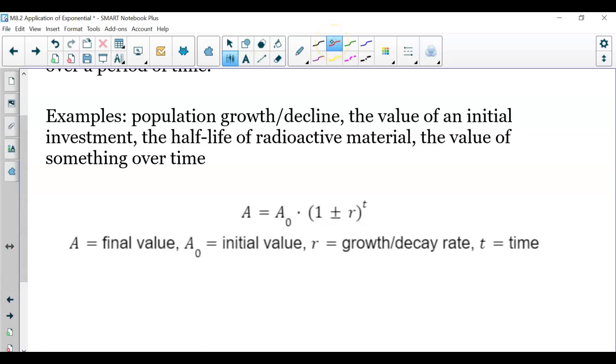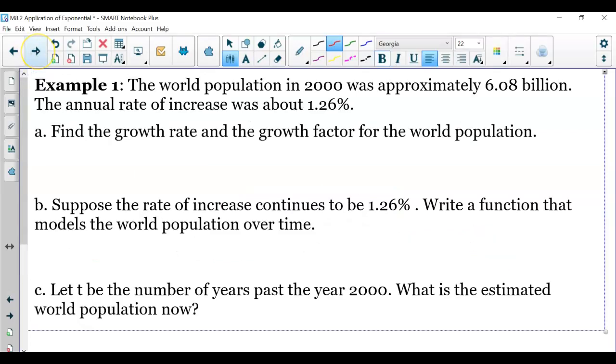Then here is the formula, the function that we will be using for our exponential functions, where A is the final value. Here we have our initial value times our R, which is going to be our growth or decay rate, and T for time in years. And making sure that we go through and identify those pieces.